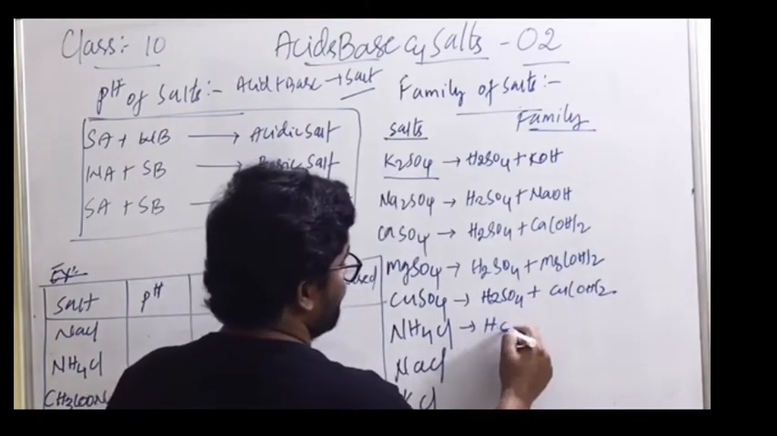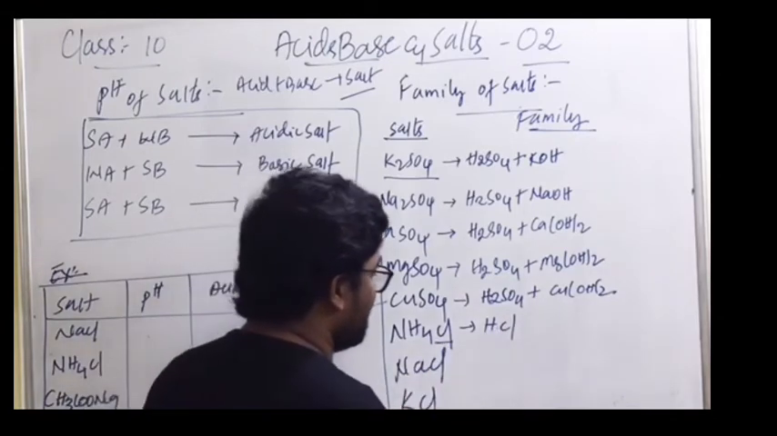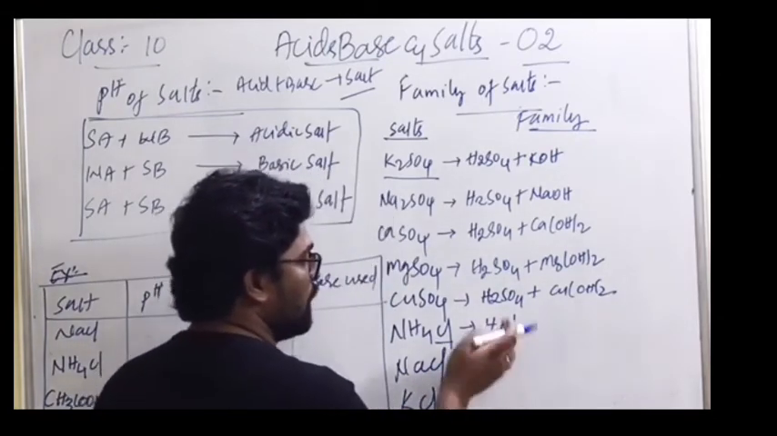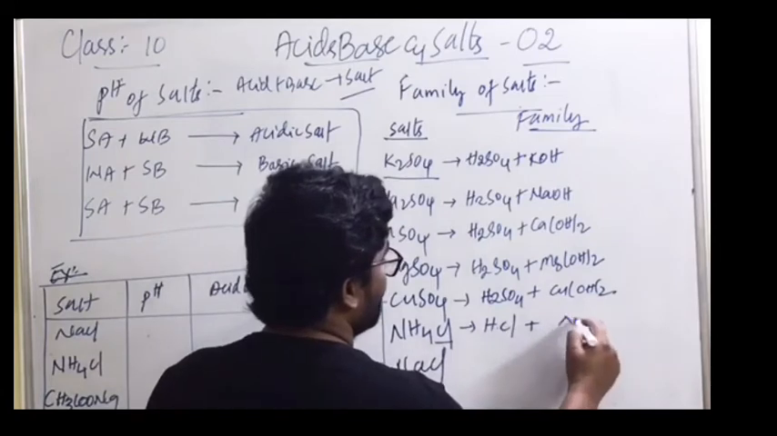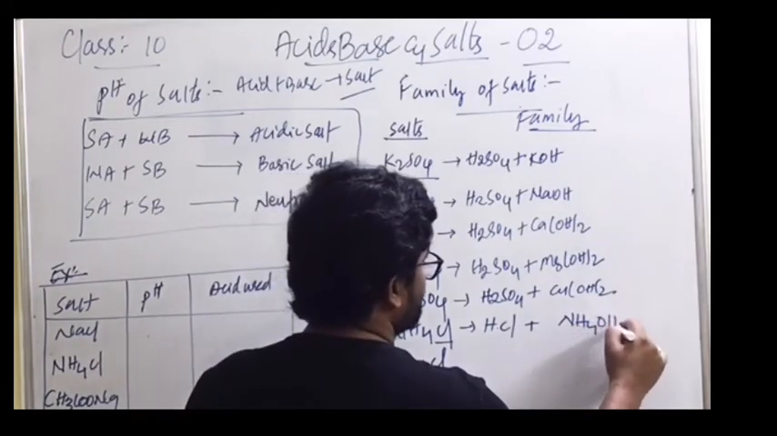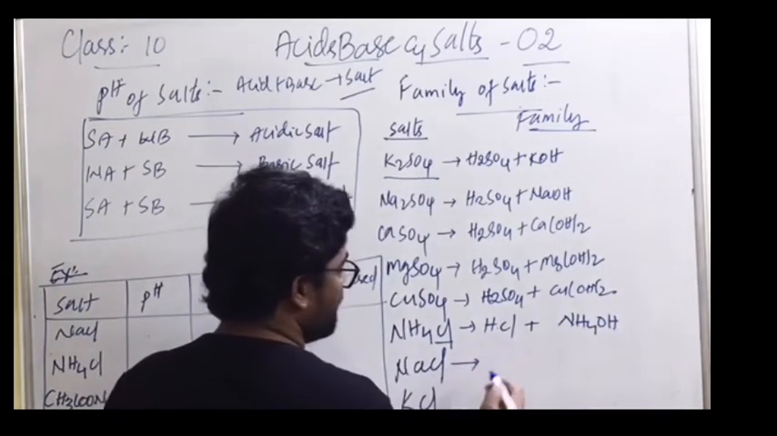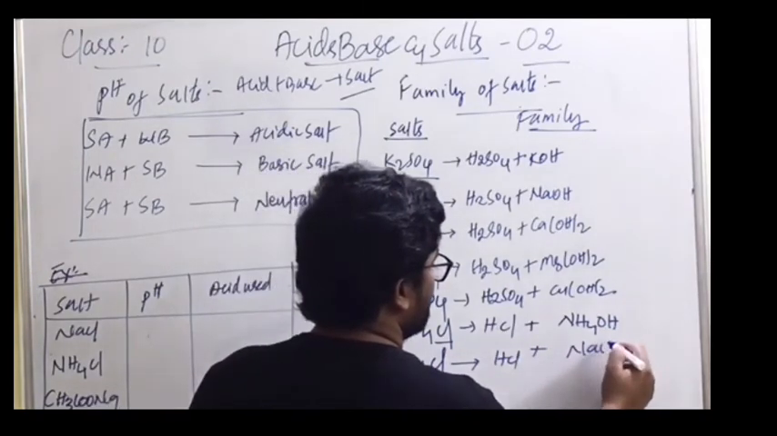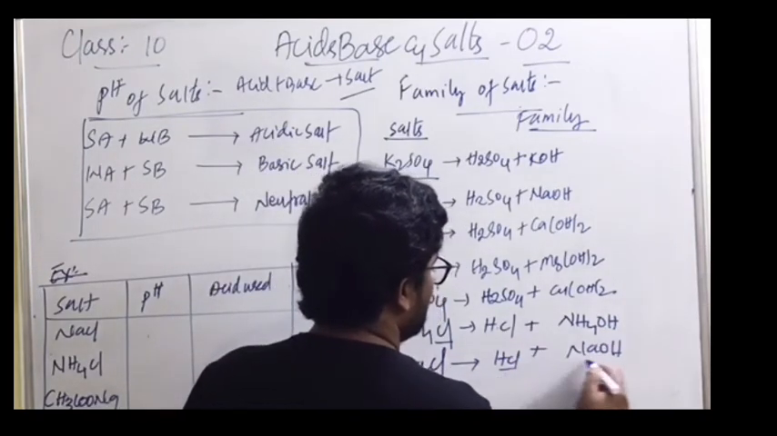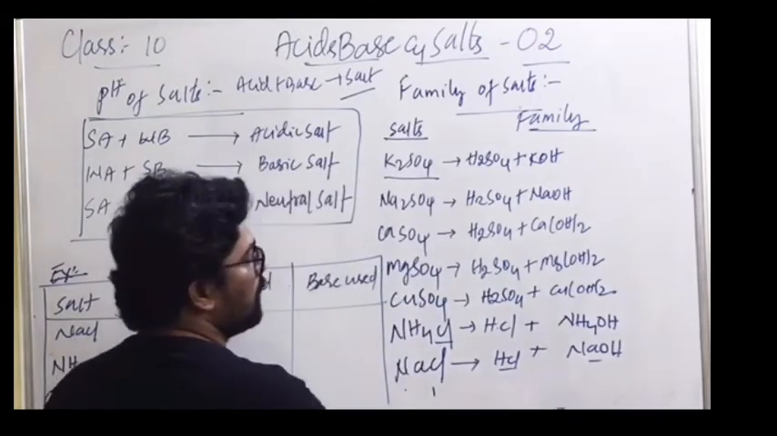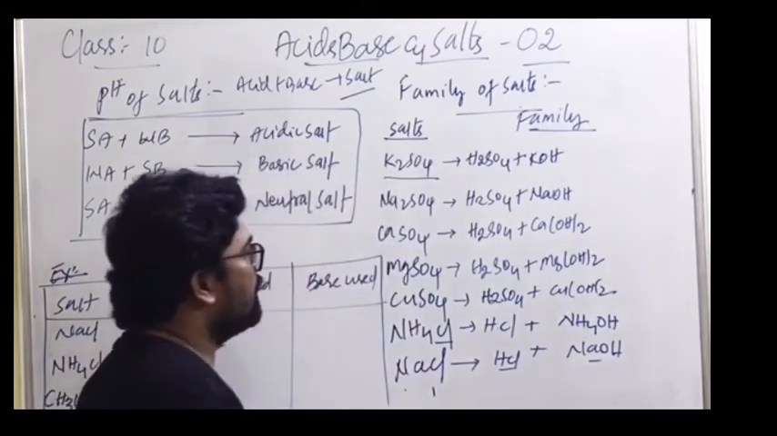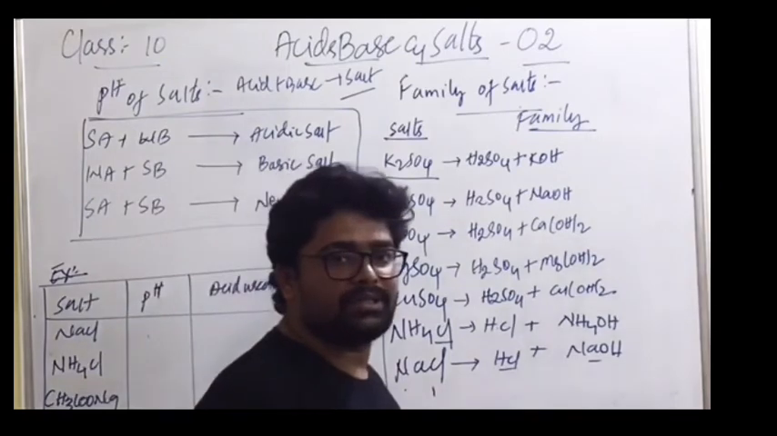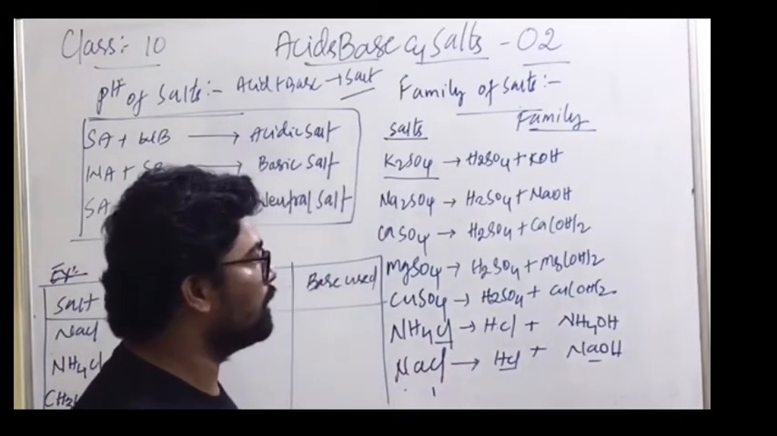Ammonium chloride: now you can find Cl in the salt, it means the acid is hydrochloric acid plus ammonium hydroxide, NH4OH. If NaCl, again we have Cl, meaning HCl and sodium hydroxide are used. Now we have identified the acids and bases that are used to form these salts.